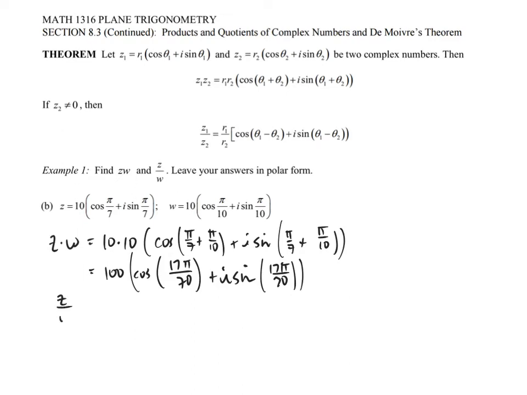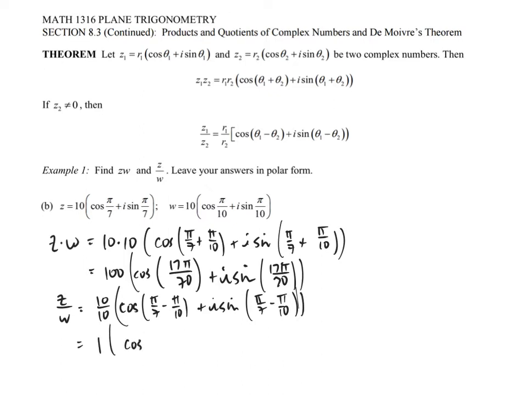Okay, and then when I do z divided by w, that's going to be 10 divided by 10, multiplied by cosine of pi over 7 minus pi over 10, plus i times the sine of pi over 7 minus pi over 10. And so that is going to become 10 divided by 10, which is 1, cosine of pi over 7 minus pi over 10, which is going to be 3 pi over 70, I believe, plus i times the sine of 3 pi over 70.